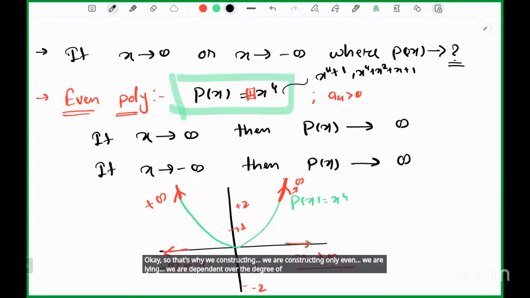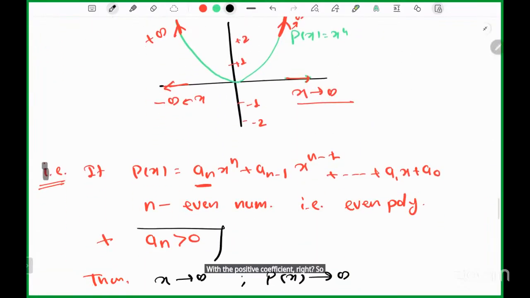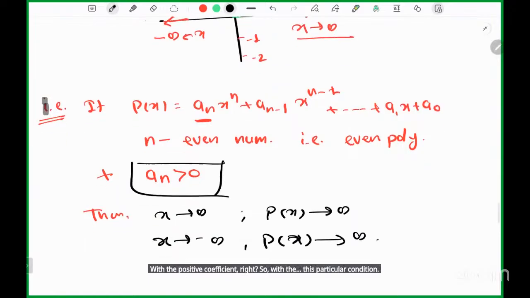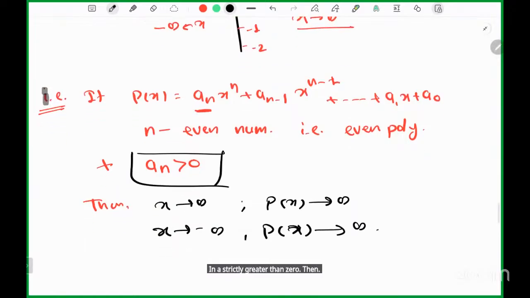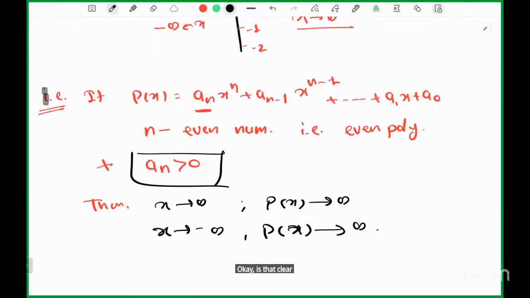So if it's an even degree polynomial with a positive coefficient, that is a n strictly greater than 0, then as x goes to infinity, p of x goes to infinity. As x goes to minus infinity, p of x still goes to infinity. Is that clear? We'll discuss 4 cases, 2 even polynomial cases and 2 odd polynomial cases. The next case will be when a n is less than 0.